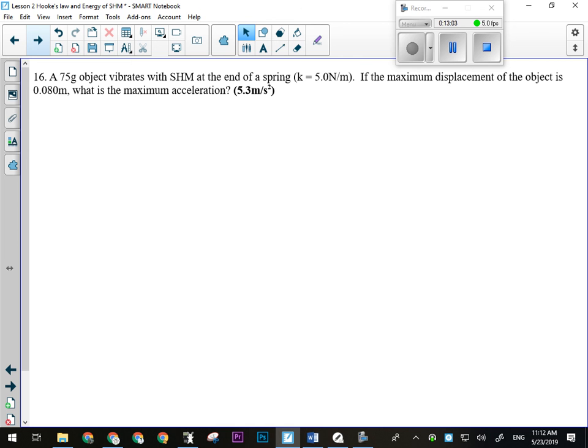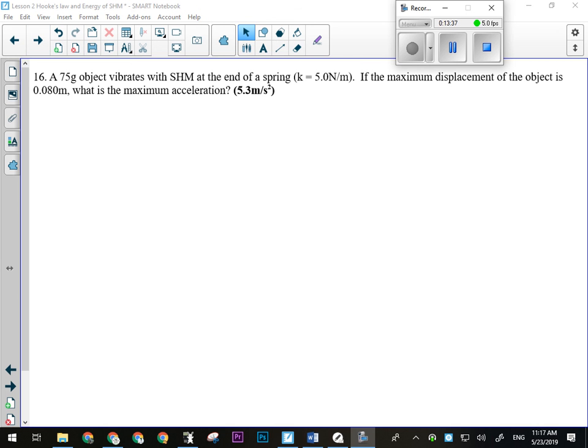I want you to try this one. This is Hooke's law a little bit. We have a 75-gram object vibrating with simple harmonic motion at the end of a spring whose spring constant is 5 newtons per meter. The maximum displacement of the object is 0.080 meters. What's the maximum acceleration? It's a 2-step problem. You're going to have to do one thing to get something you need for the second part, but it's quite a bit different first and second than the last.